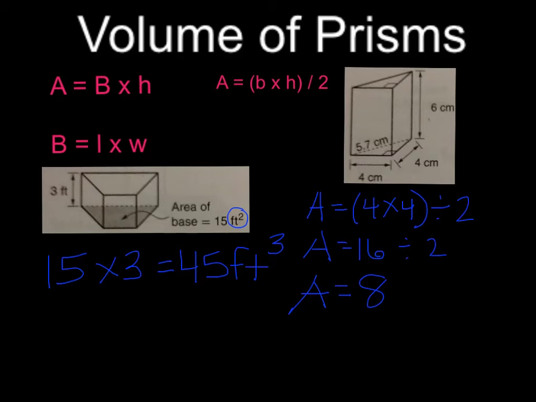Next, we need to multiply the area of the base by the height of the total figure, which is 6 centimeters. This will look like 8 times 6, which equals 48. Centimeters is our unit, and we're going to express it with an exponent of 3 because we multiplied base times width times height, 3 dimensions of a figure.